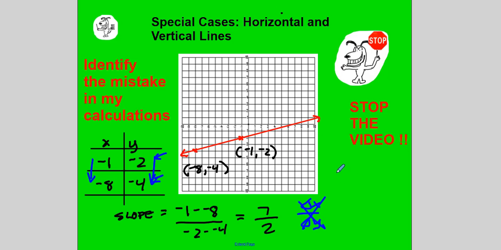So the proper calculation would have been -2 minus -4 over -1 minus -8. Well, that's a plus, so -2 plus 4 is 2. -1 plus 8 is 7, so the correct slope is 2/7, not 7/2.